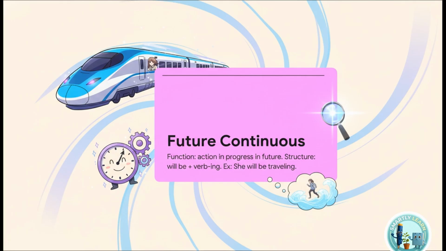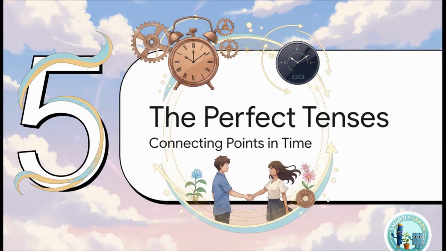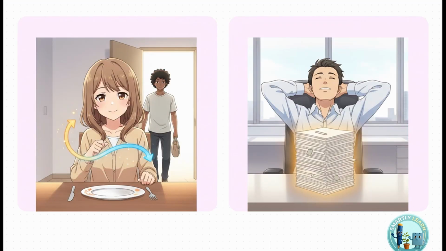Think in progress. All right, let's tackle the ones that can feel a little tricky, the perfect tenses. But trust me, these are where the real power is. Their superpower is connecting 2 different points in time. It's all about showing a relationship between a finished action and some other moment. The key thing here is always the relationship.